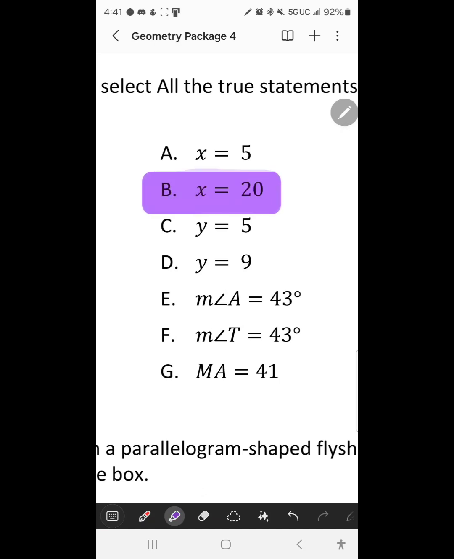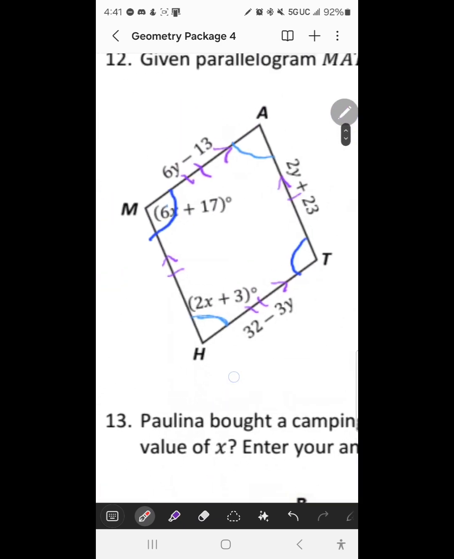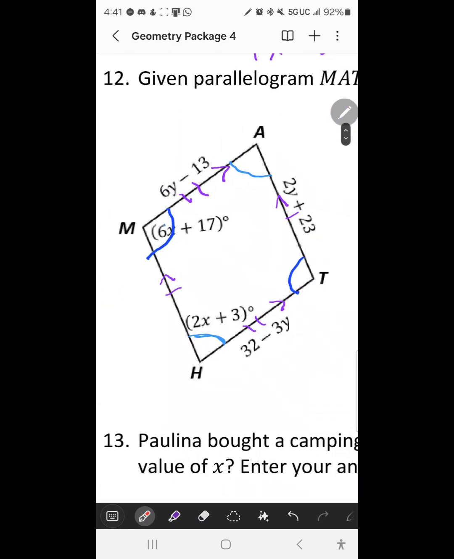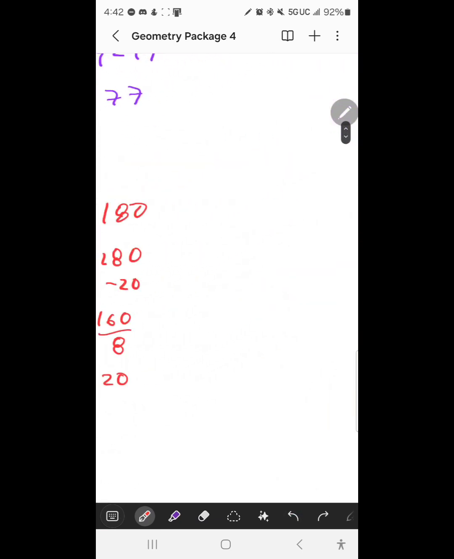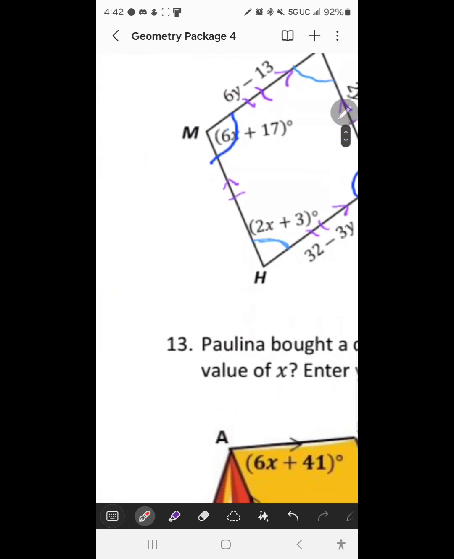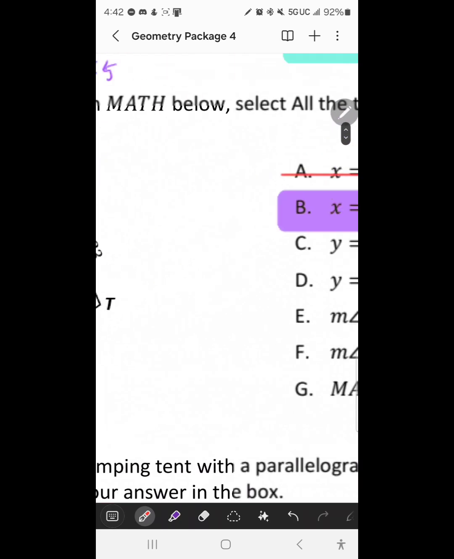Here we have our answer. This is not true. Now they're asking about y, and y is the sides, and we just established that the opposite sides are equal, so we're going to make this side equal to this side because they are opposite. So 6y minus 13 equals 32 minus 3y.